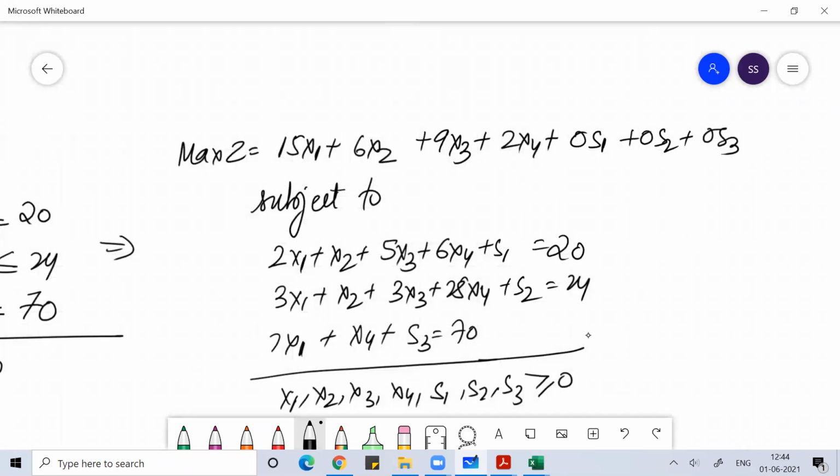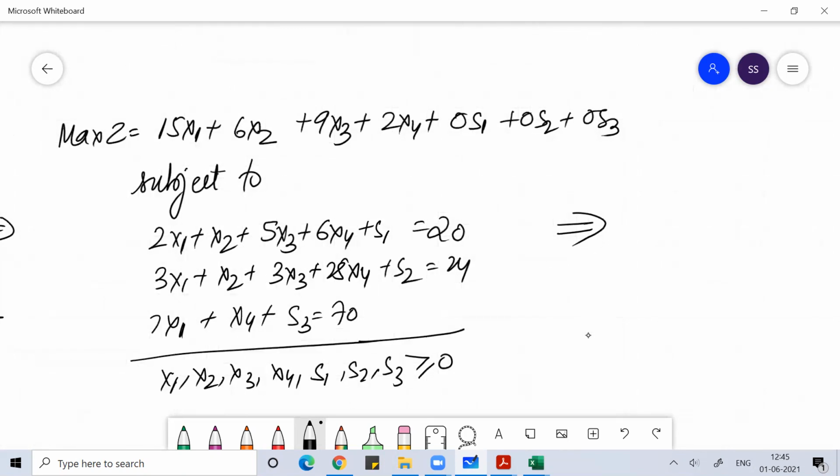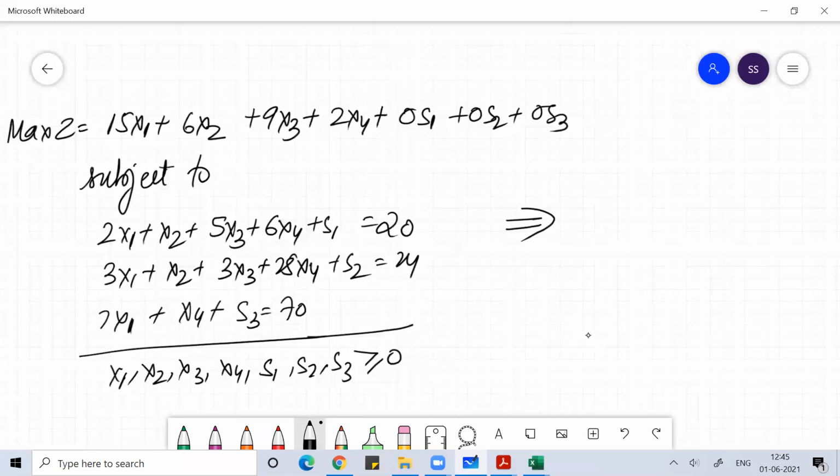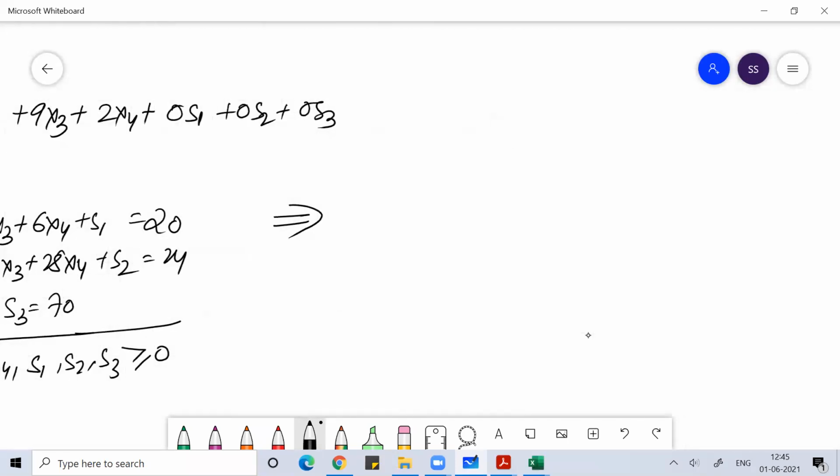Okay, so thereby you converted the inequalities of the constraints into linear equations by introducing slack variables s1, s2, s3, which make the equations equal. Once you're done with this, you can draw an iteration table.